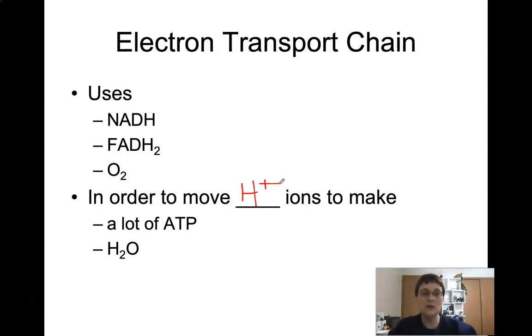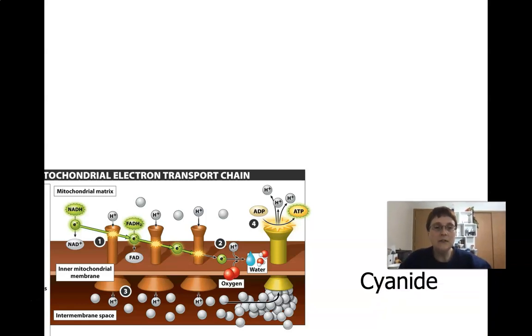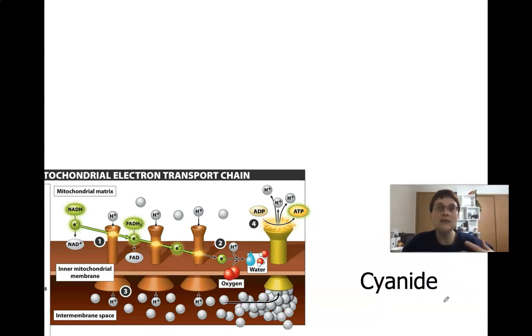The other thing I want to talk about with the electron transport chain is what can interfere with it. So you might have heard of cyanide. So we know that cyanide is a bad thing to consume, right? Why is cyanide a bad thing to consume? Probably you know it's a poison, right? It can kill you. But how can it kill you? And I'm sure you're all going, yes, I want to know.